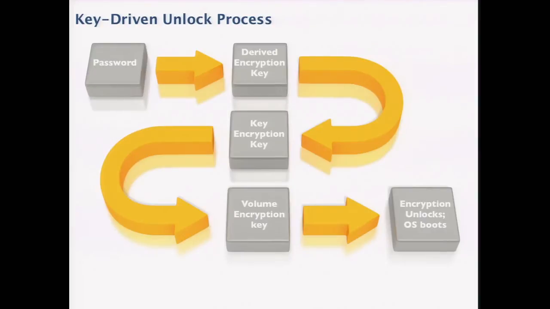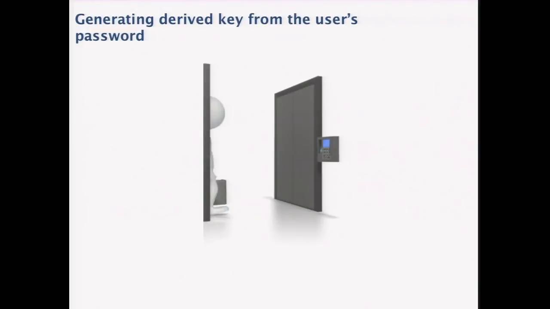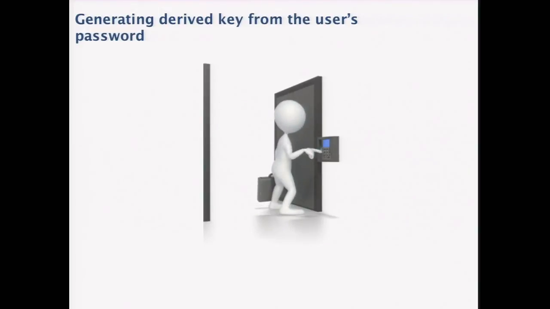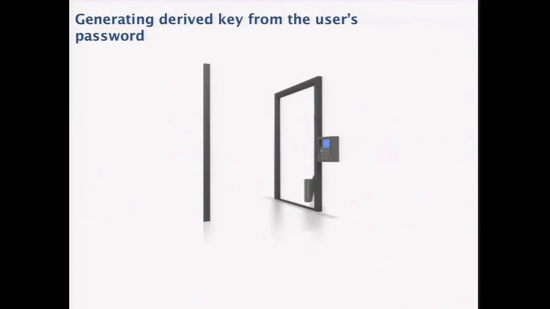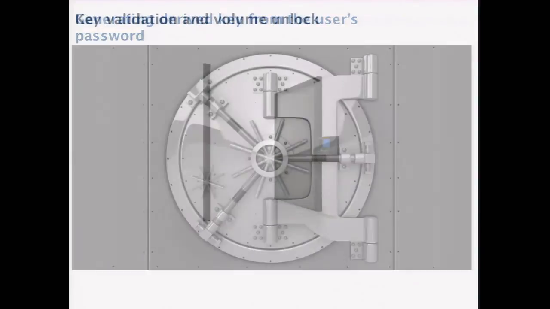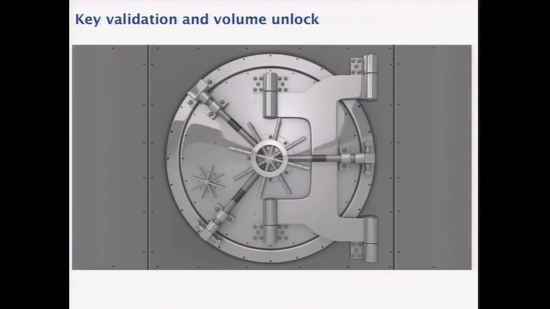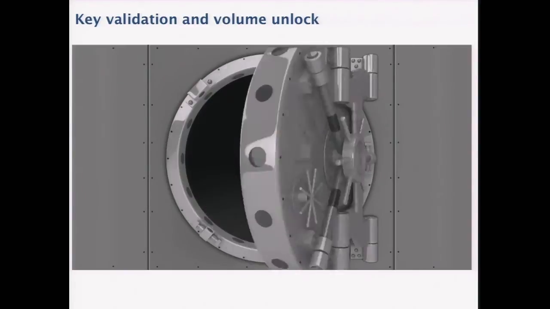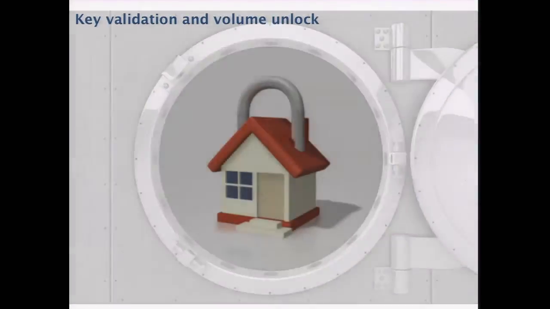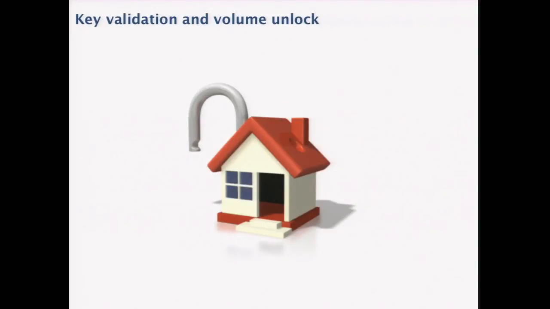That all seems pretty complex, right? So let's walk through this. To break it down further, in this illustration, this process opens the door you're seeing above. You enter your password, and the password is converted to a derived key with the RSA password-based key derivation function. This is otherwise known as PBKDF2. The derived key unlocks the key encryption key, which is represented here by the vault door. Once the key encryption key has been unlocked, it grants access to the volume encryption key. The volume encryption key, represented here by the lock on the house, then unlocks the kernel, and then the OS boots.